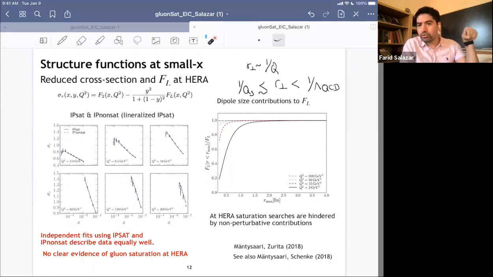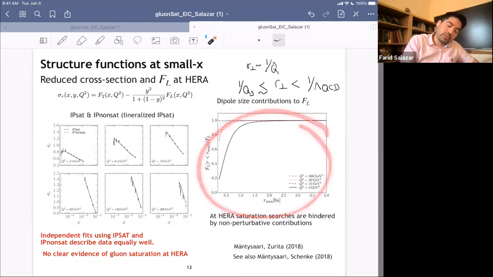If I do first the fit with IPSAT, and then I take those parameters and turn off the nonlinear terms, there will be some differences, of course, right? But if you really want to distinguish the scenario in which gluon saturation is present or not, you have to do the fits independently. As I said, the reason is that this structure function has contributions from these large dipoles, even if you go to large Q square. Okay, so it's a little bit tricky.